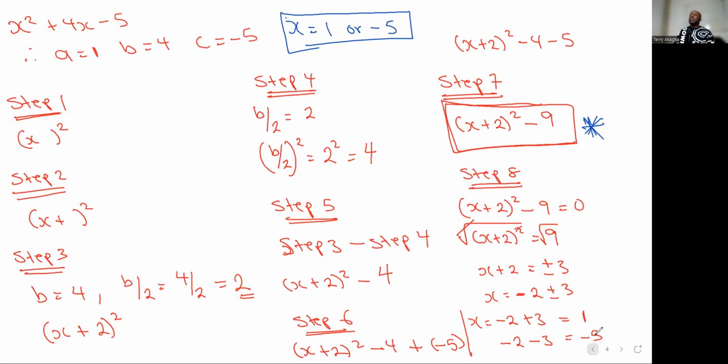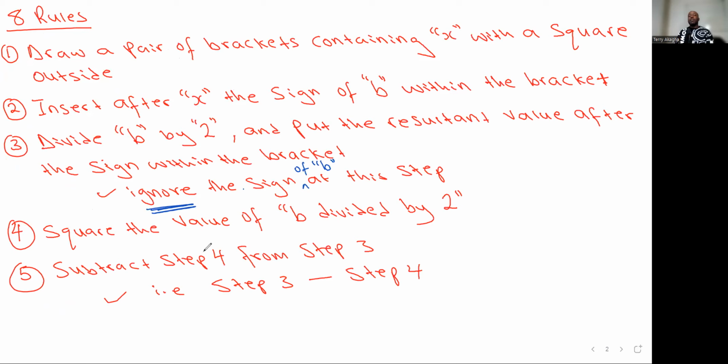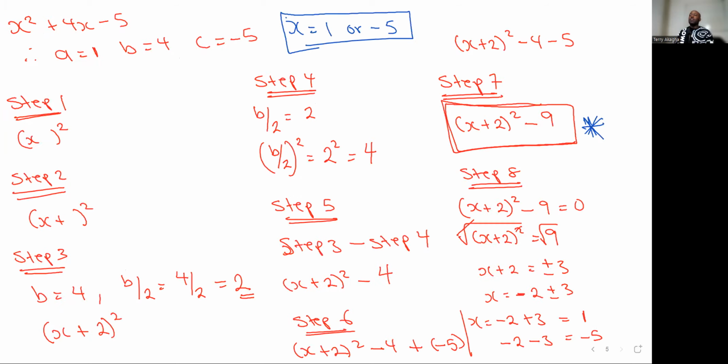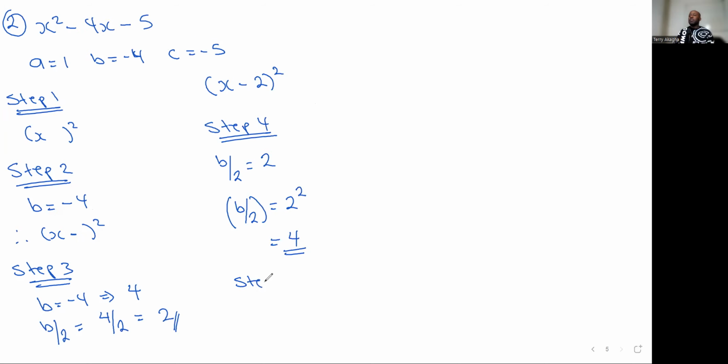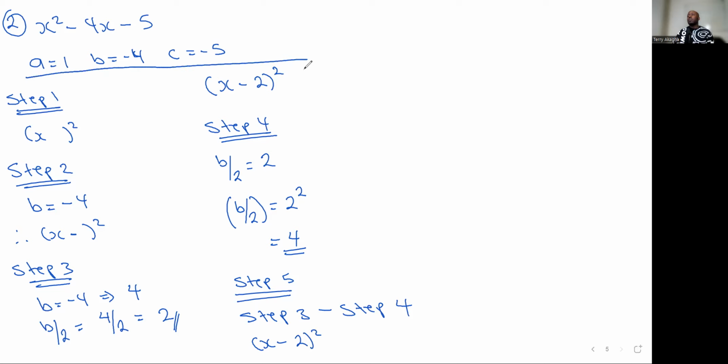Step 5 said we need to subtract step 4 from step 3. So that means technically it is step 3 minus step 4. So step 5 is equal to step 3 minus step 4. Step 3 we got is (x minus 2) all squared. That was step 3, all right? Minus step 4 is going to give us 4. Next part is step 6.